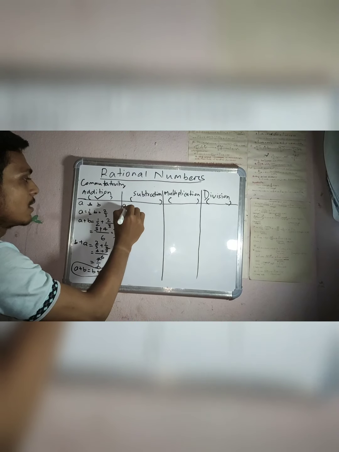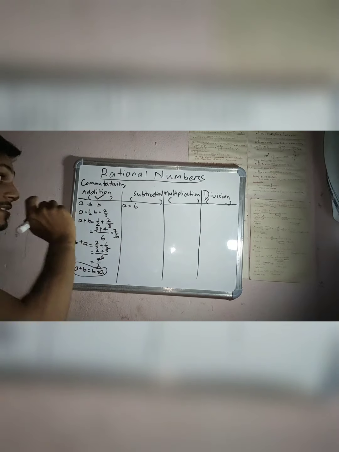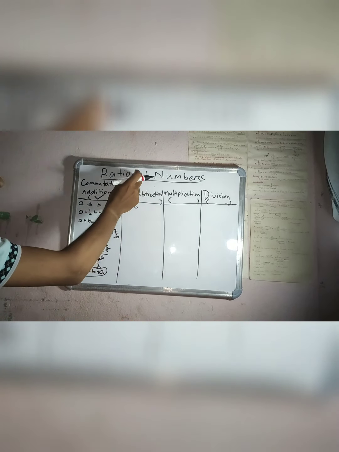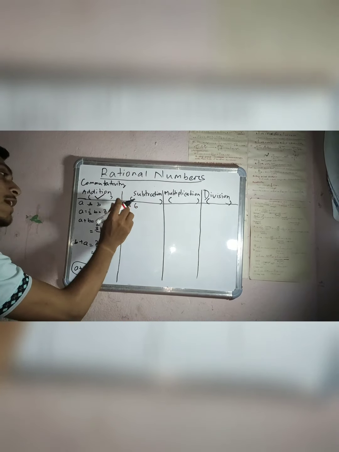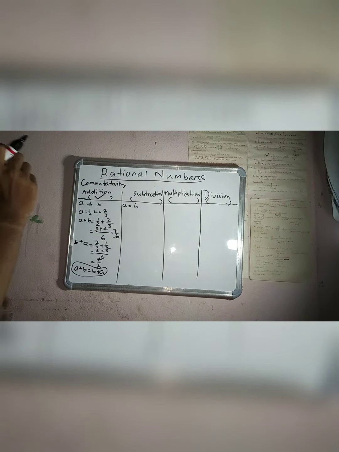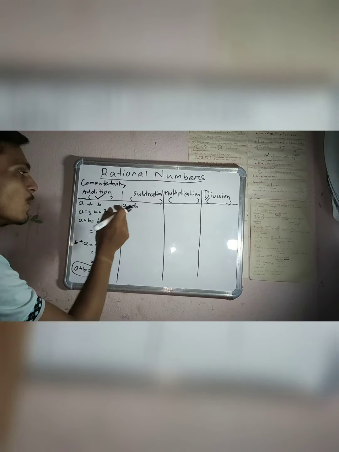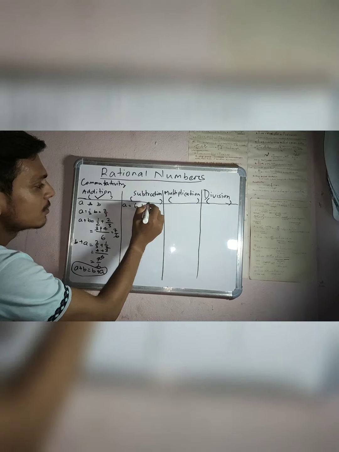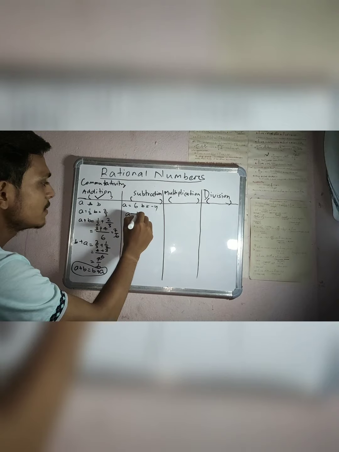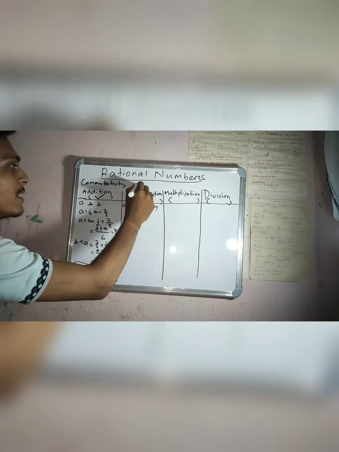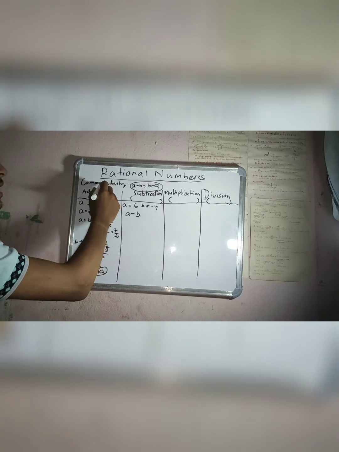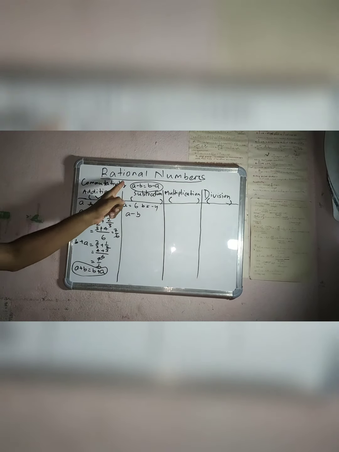For subtraction, let A equal 6. 6 is also a rational number because 6 is a natural number. All natural numbers are rational numbers. So I can also take a natural number, integer, negative integer, any number, even 0. So B equal to minus 4. We have to prove A minus B is equal to B minus A. If it is true, then subtraction is commutative in nature for rational numbers.